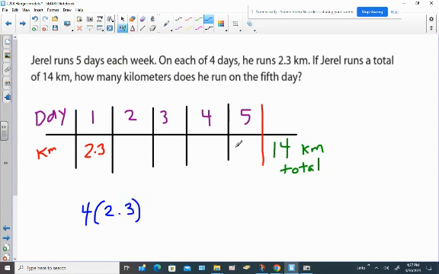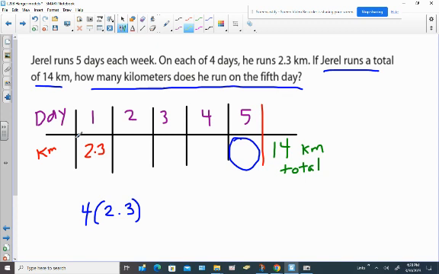Now, what we don't know, it says if he runs a total of 14, right? So that's the total. So this is the day that we don't know, day 5. How many kilometers does he run on the 5th day? So if we find this product, then we can get how many he's taking care of on days 1 through 4. And then we're going to add to that some amount that we don't know. Let's just put in K for kilometers. And that's got to equal this 14.